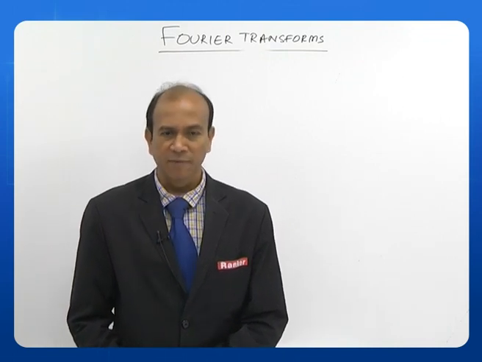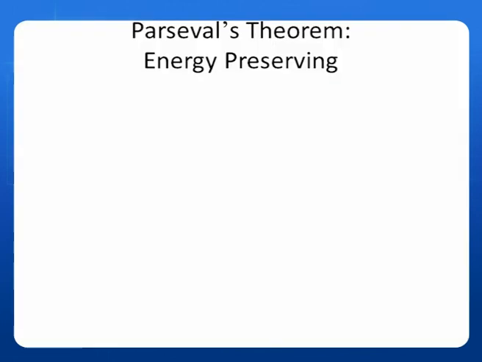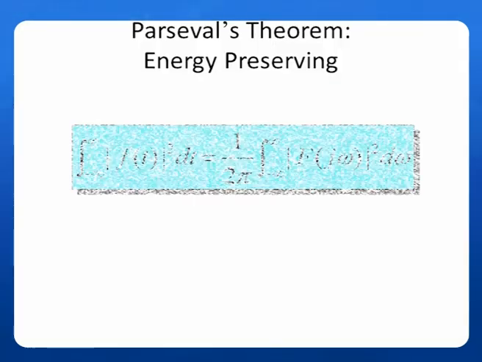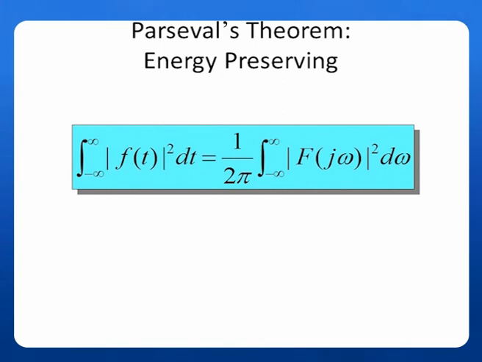Let us look at Parseval's theorem. It is also called the energy preserving theorem. So, what does it say? It states that the integral from minus infinity to plus infinity of mod of f of t whole square dt will be equal to 1 by 2 pi times the integral from minus infinity to plus infinity of mod of F of j omega whole square d omega.